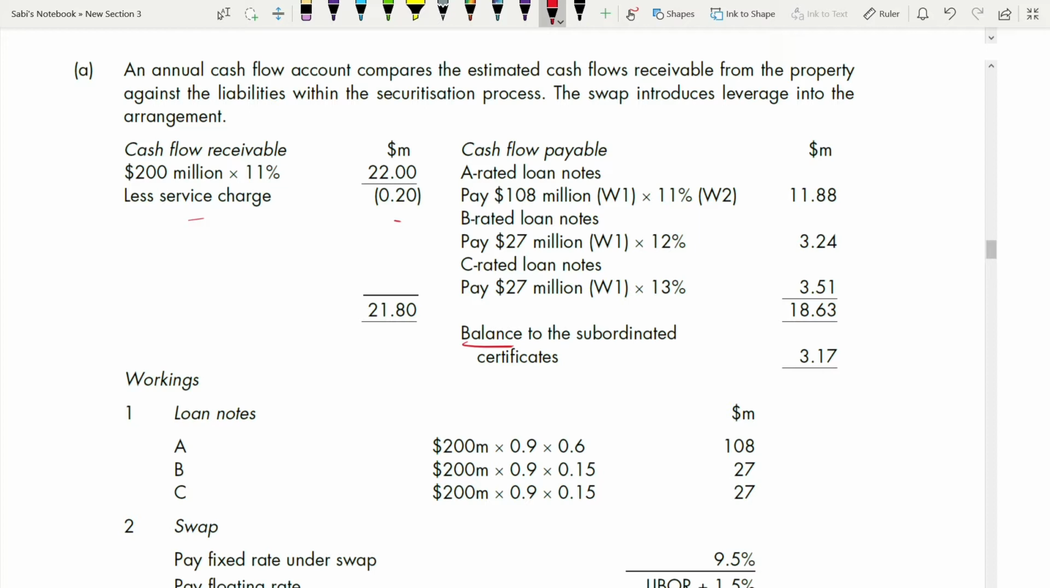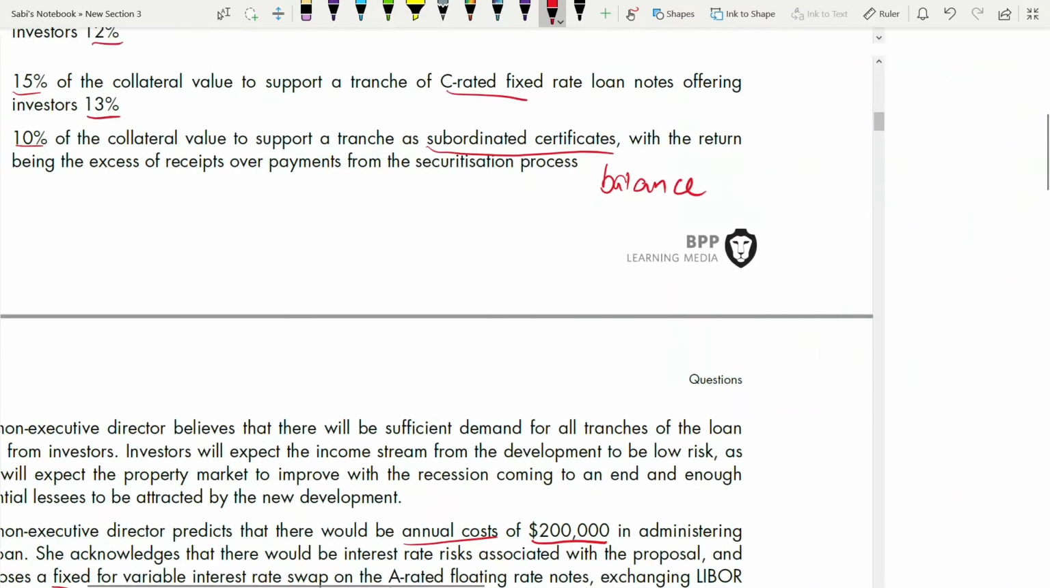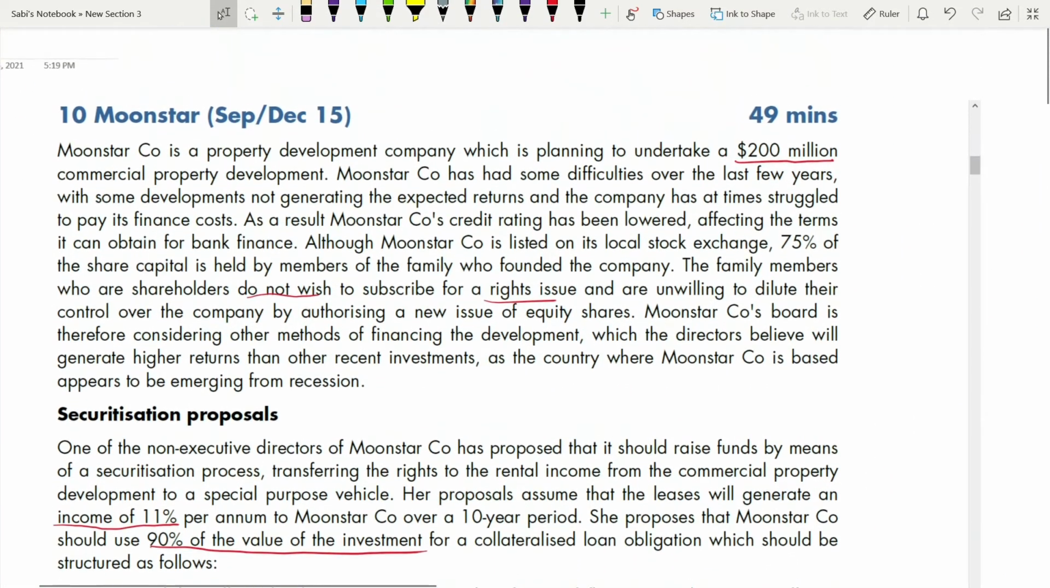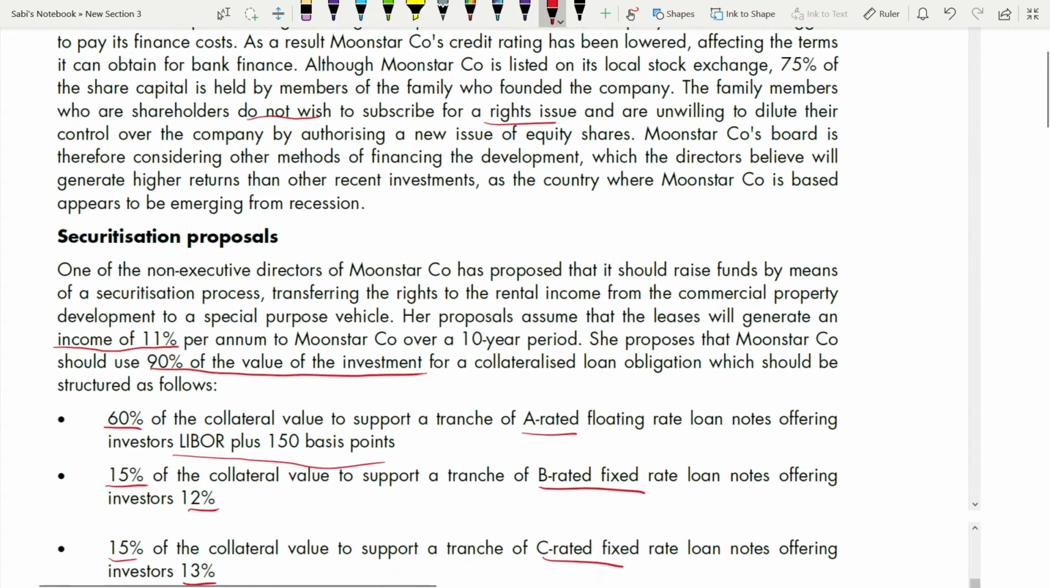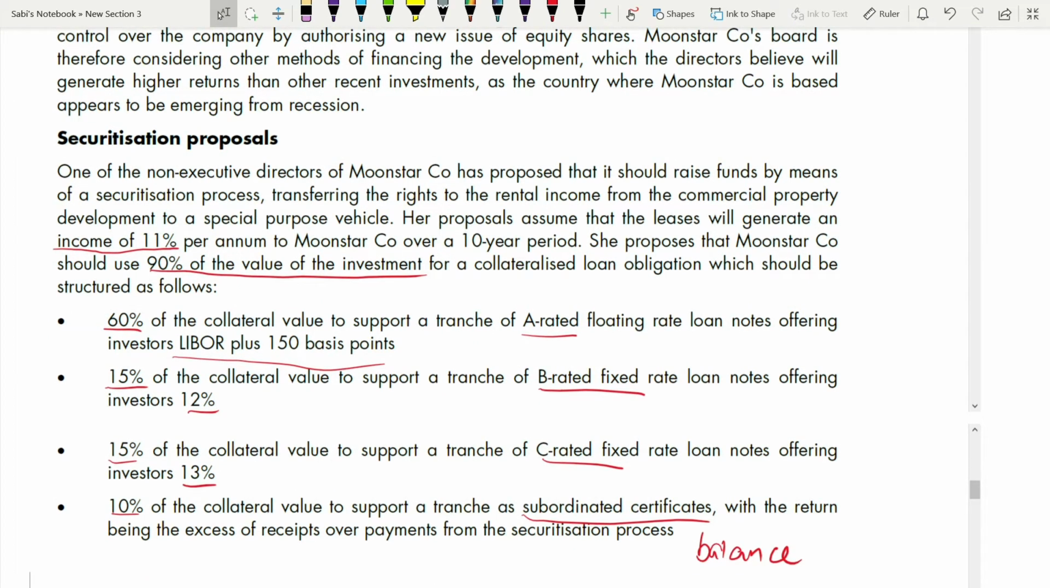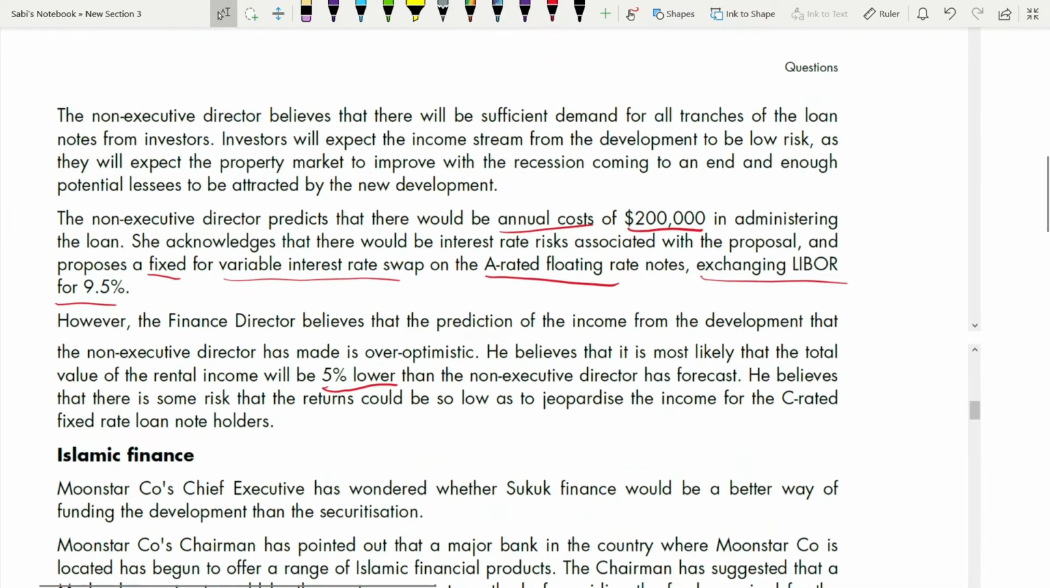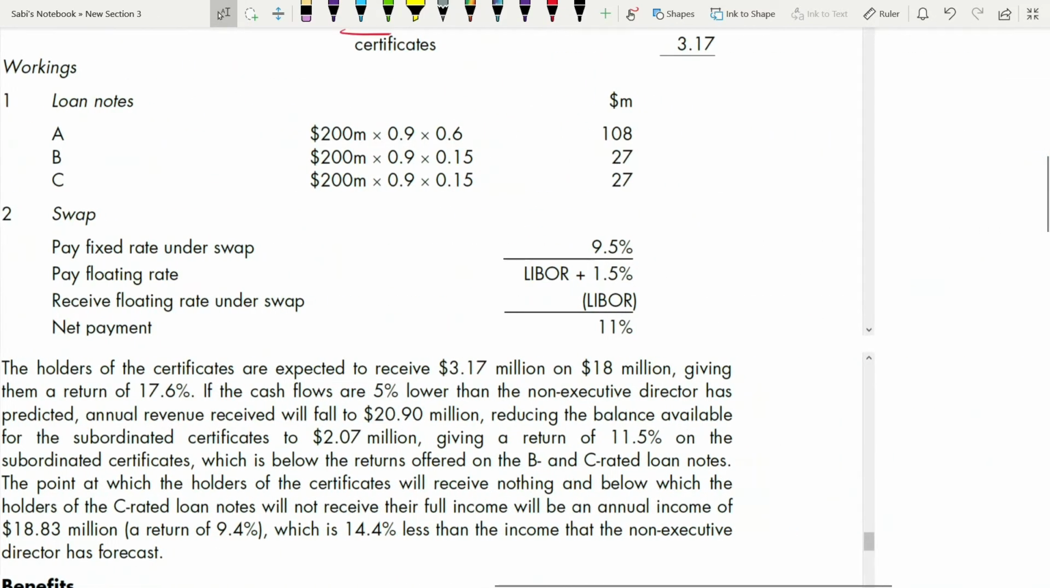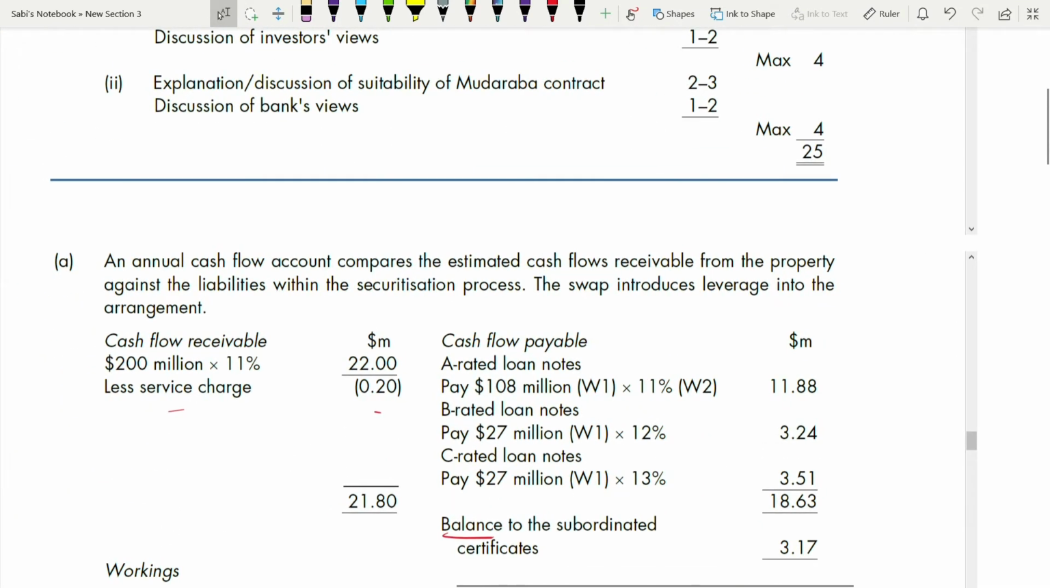How are we getting cash flow receivable? We have been told that we are going to undertake a 200 million commercial property development. The lease will generate an income of 11% per annum. So 11% into 200. And also we have been told that there's an annual cost of 200,000 in administrating the loan. So this is in million. Please check. 200 into 11% is 22 million. From this, you have to deduct your service charge, which is 200,000, that means 0.2 million, and you're getting 21.8 here.